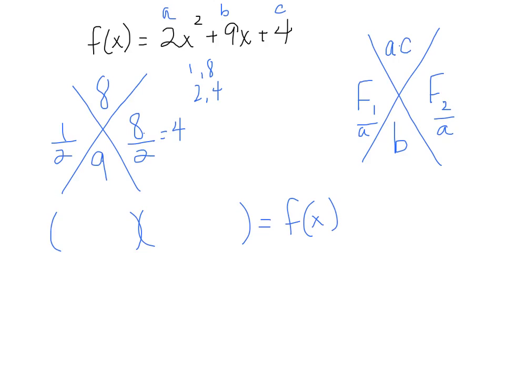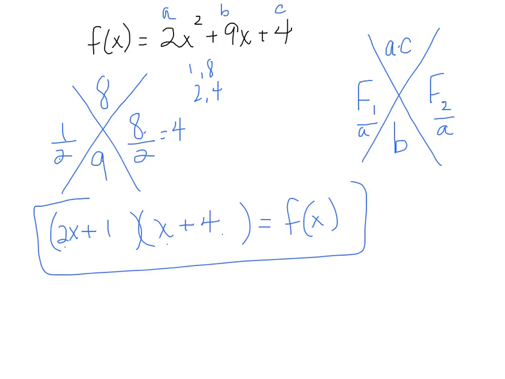The factors will be 2x plus 1, and then x plus 4. So 2x plus 1, and then x plus 4. And then, of course, you want to check it. So 2x squared plus 8 plus 1 is 9, and then 1 times 4 is 4. And so this does indeed work. Now, could you have guessed it? Probably. But there will be ones where this is very helpful, and this is what I use every time, and it helps me stay organized, and it helps me break down some pretty complicated problems.